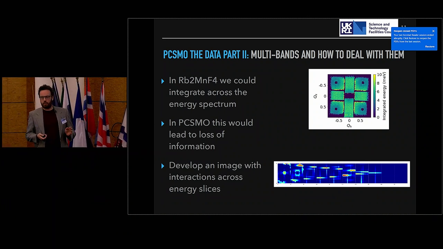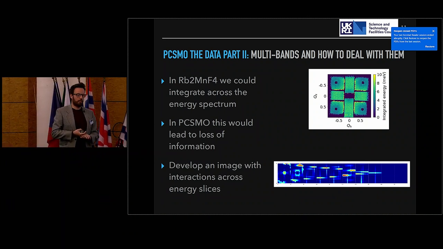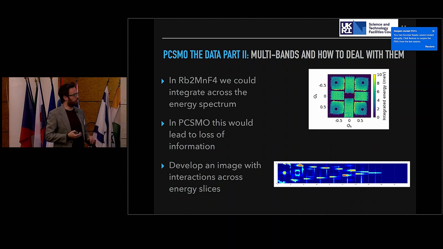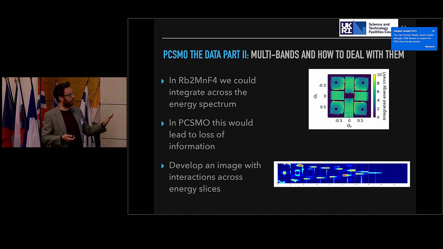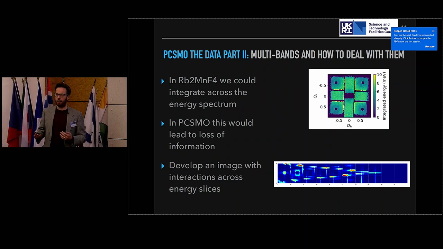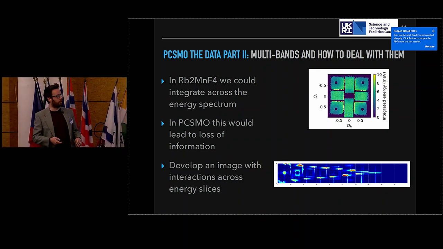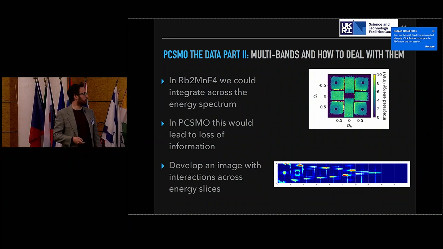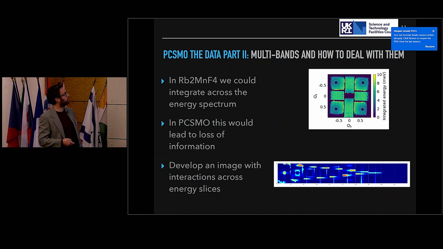One way you could do that, of course, is using 3D convolutional networks. In fact, what we did instead was to take energy slices, much like the way people do when they're analyzing these spectra. So we took energy slices and stacked them together, and you make a new 2D image in that way.